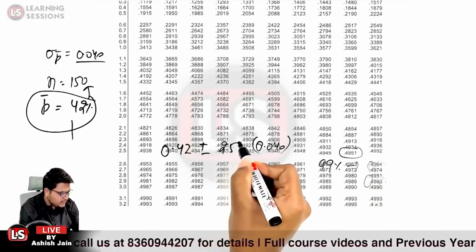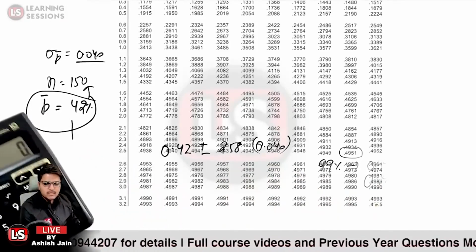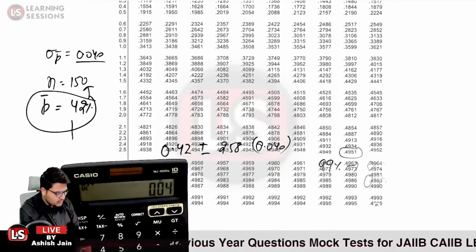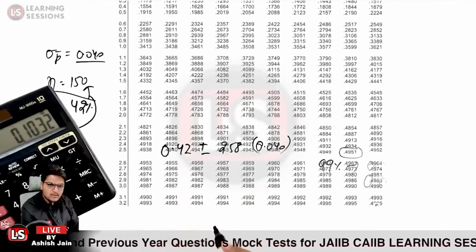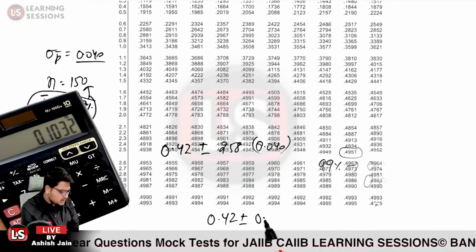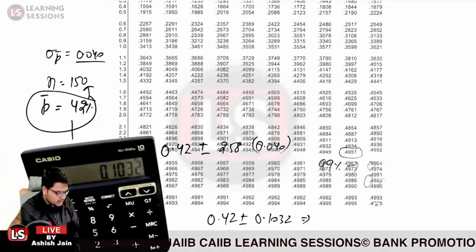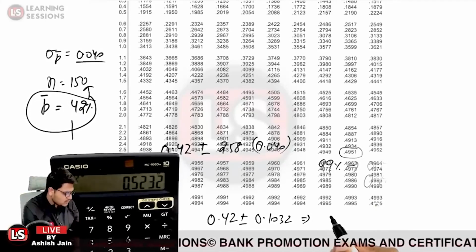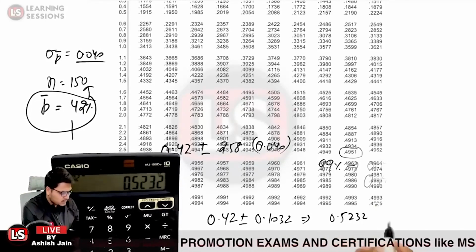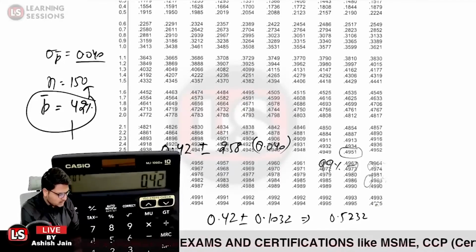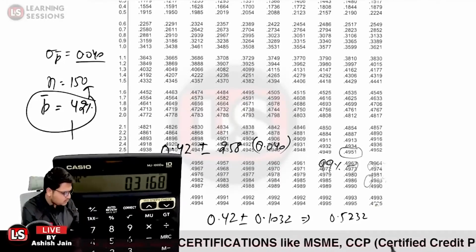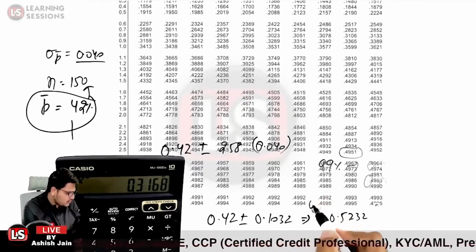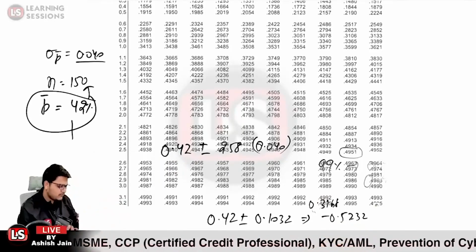Okay, so it will be 2.58 times 0.040. So we can easily solve this question now. So it is 2.58 multiplied by 0.04, that's equal to 0.1032. So this interval will be 0.42 plus minus 0.1032. 0.42 plus 0.1032 is equal to 0.5232, and 0.42 minus 0.1032 is equal to 0.3168. So that is the range, that is 0.3168 to 0.5232.